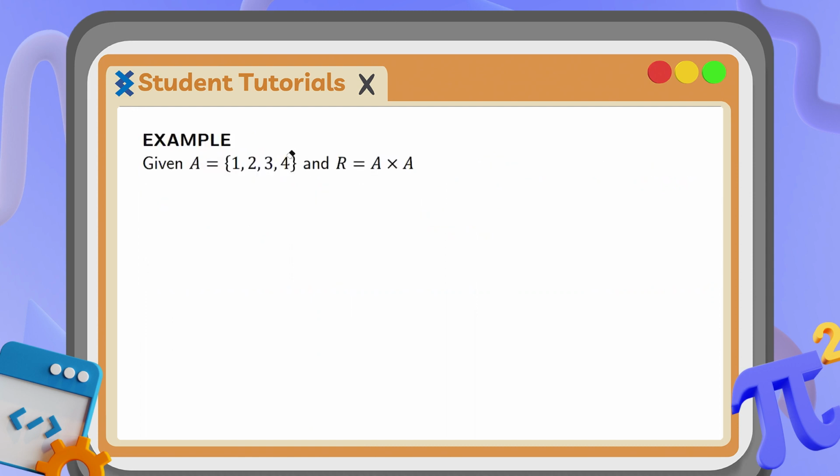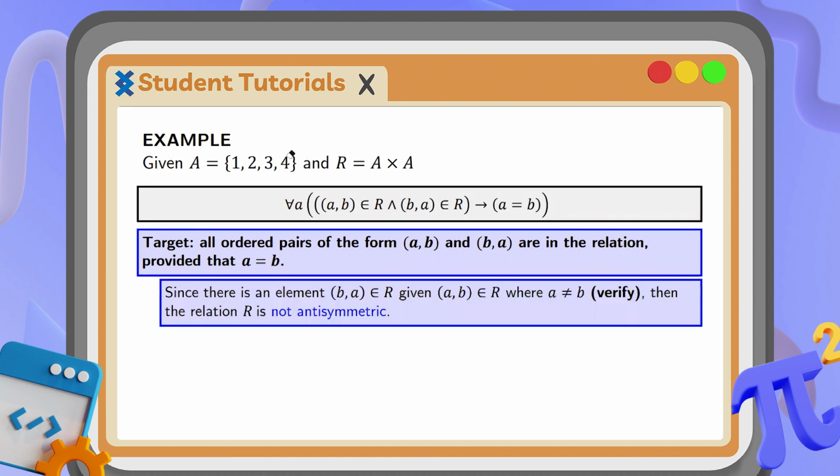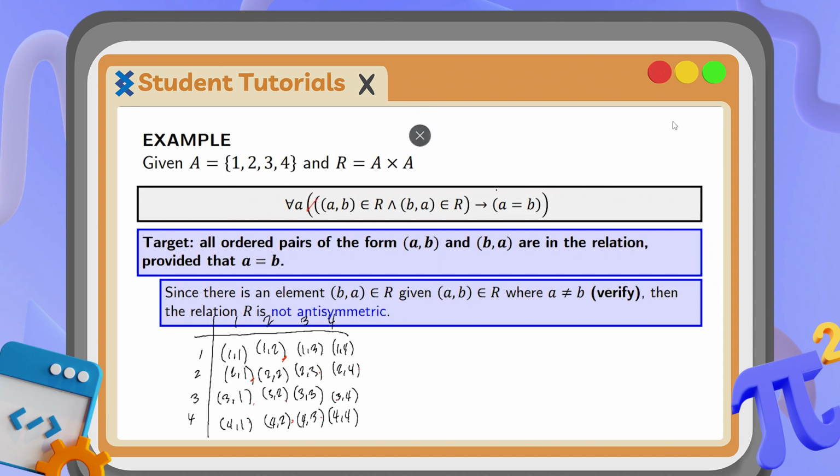So given the same example, our target is that all ordered pairs of the form AB and BA are in the relation provided that A is equal to B. Since there is an element BA in the relation and AB is also in the relation where A is not equal to B, then the relation R is not antisymmetric. So how do we check for that? We can already show a counterexample here.